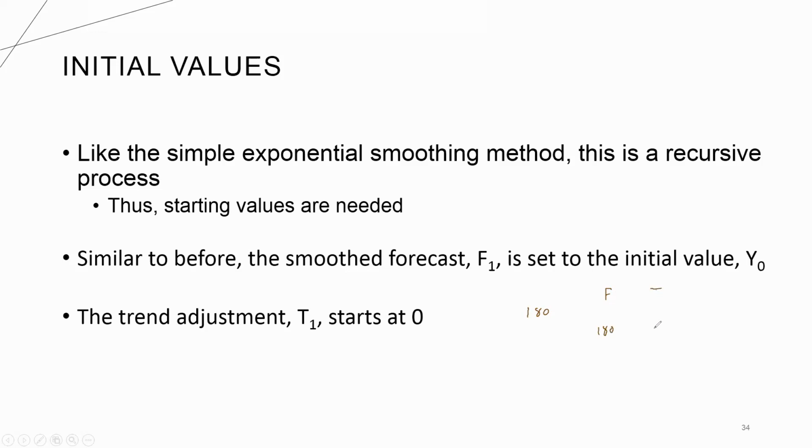What's the trend going to be? You have no idea. You have no idea what the trend should be. You only have one month's worth of sales data. How do you know what the trend's going to be? It might be positive. It might be negative. You don't know. You only have one month of data. How would you possibly know? So you're just going to set it to 0, because what else are you going to do? And so then your forecast including trend is just going to be 180.